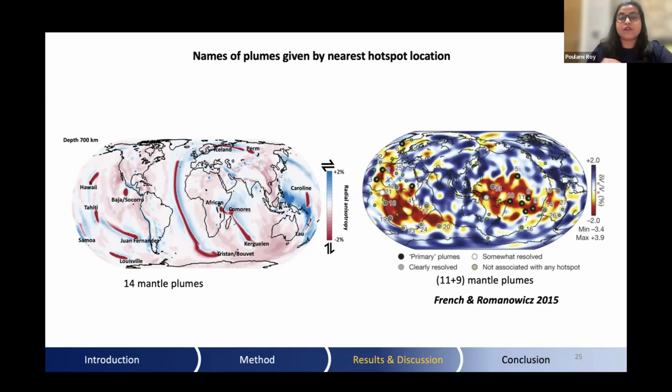The mantle plumes here are also given by nearest hotspot location. And then we compare our modeled plumes with seismic observation from French and Romanowicz 2015. Our model predicts 14 mantle plumes, and French and Romanowicz got 11 primary plumes and 9 clearly resolved plumes. So our model's result is kind of in between what they have got.